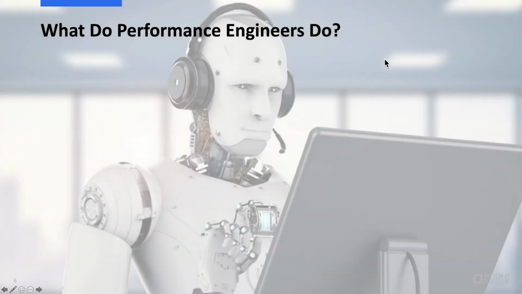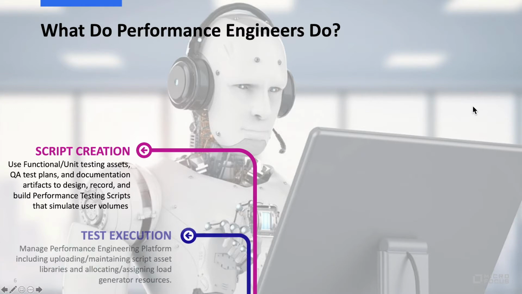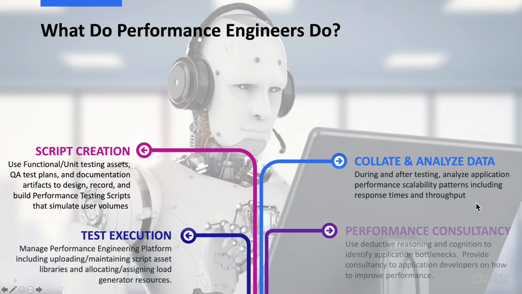If you're going to have a bot fill in for a human, it's important to understand what that human does. In the case of performance engineers who help QA how applications respond under load, they conduct four major activities. First, they work with developers and QA analysts to build and record scripts that simulate user load. And then they push those assets up to the execution platform to generate load against that application under test. Then they collect and analyze the data generated to determine response time patterns. And finally, they consult with developers to identify and alleviate bottlenecks, increasing that application performance.